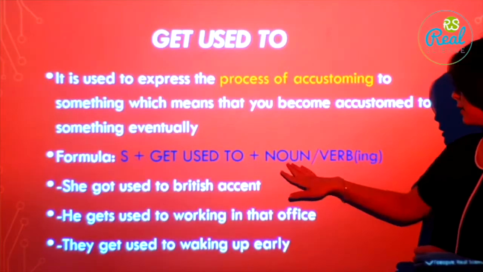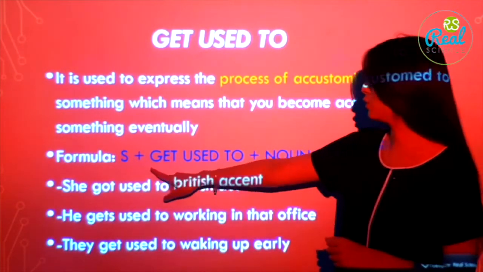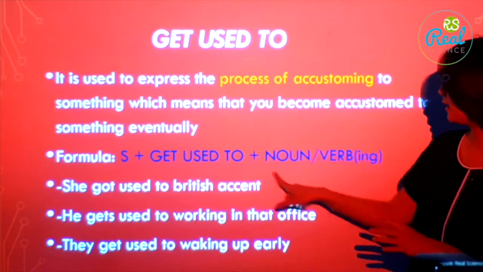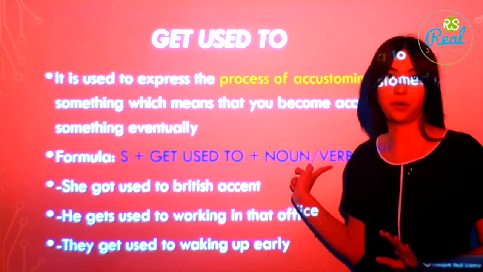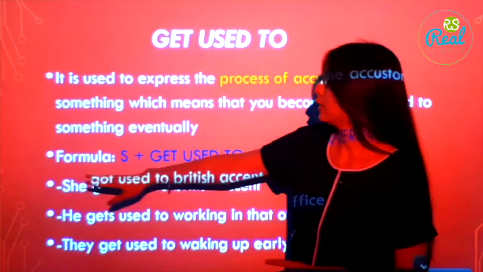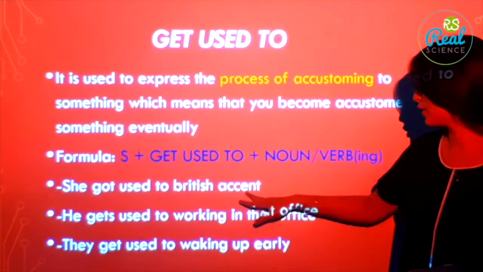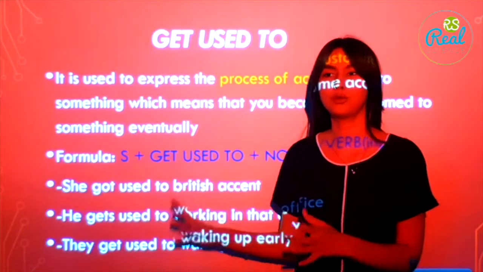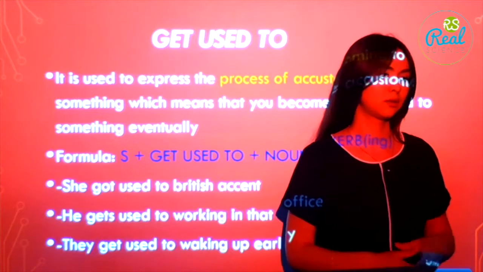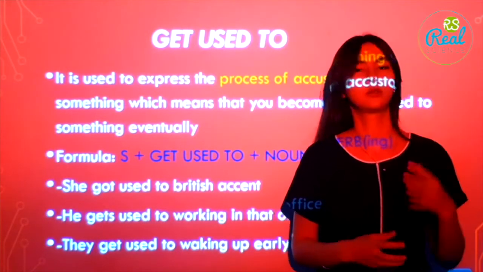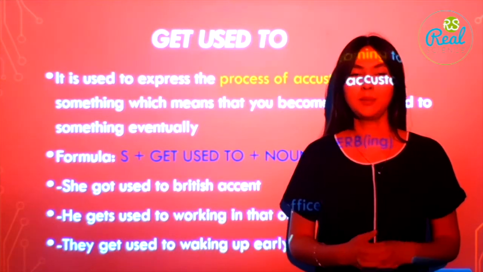So let's look at the formula. Subject plus get used to plus noun or verb ing. So here we use get used to, again, with a noun or the ing form of the verb. Okay, let's look at examples. She got used to British accent. Что это значит? Она привыкает к британскому акценту. Да, она привыкает.